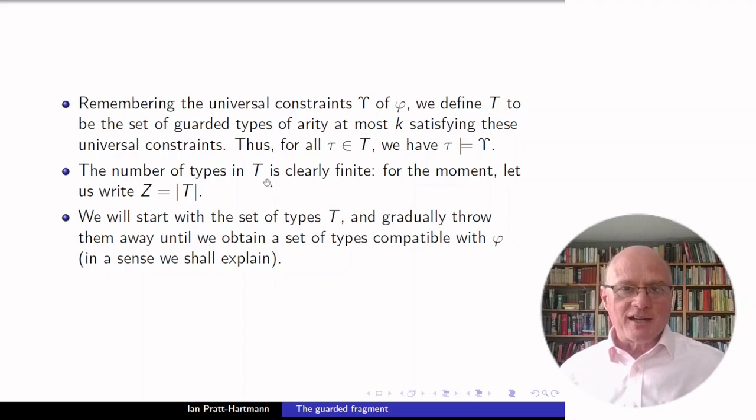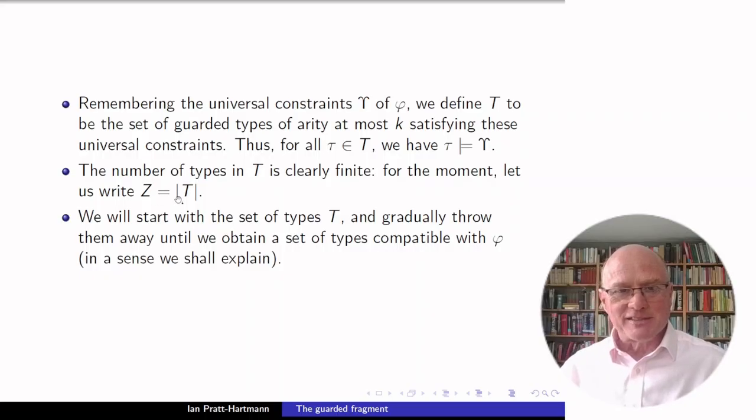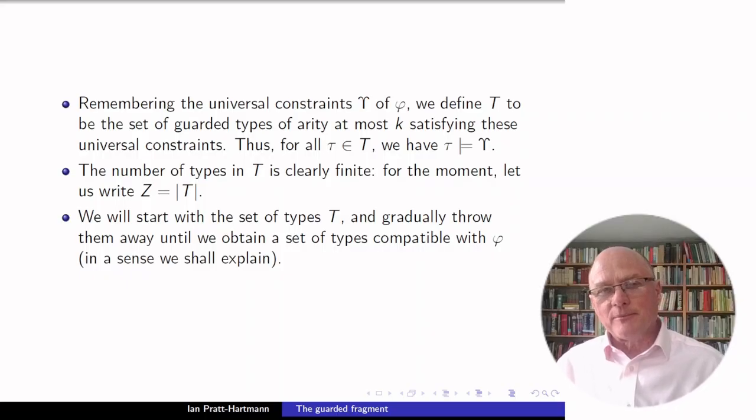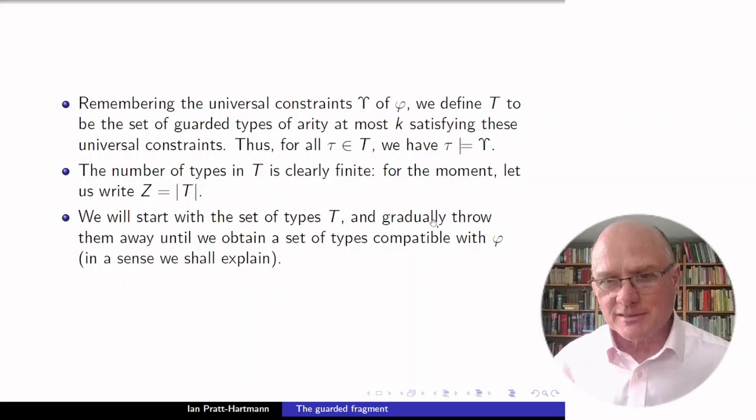Clearly the number of them is finite. For the moment, let's just write it as Z. It doesn't matter what it is. We'll worry about just how big this is later, but it's clearly finite. So what we'll do is start T off. T is going to be a variable in our algorithm, and we'll start T off to be the set of all of the types of arity up to the number of variables in φ, and we only look at those types which satisfy the universal constraints. There's a finite number of them, and gradually, as we go through the algorithm, we'll throw away elements of T. So let's see how this works.